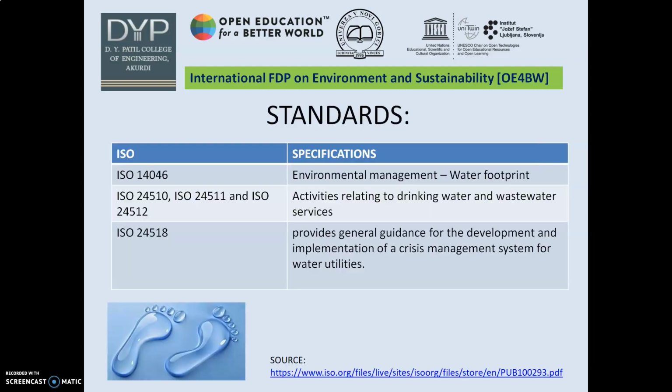These are the several standards used for water parameter check. ISO 14046 is used for environment management. Several principles, requirements and guidelines are designed to help organizations estimate the potential impact of their water usage, thereby facilitating ways to improve efficiency and reduce overall consumption.